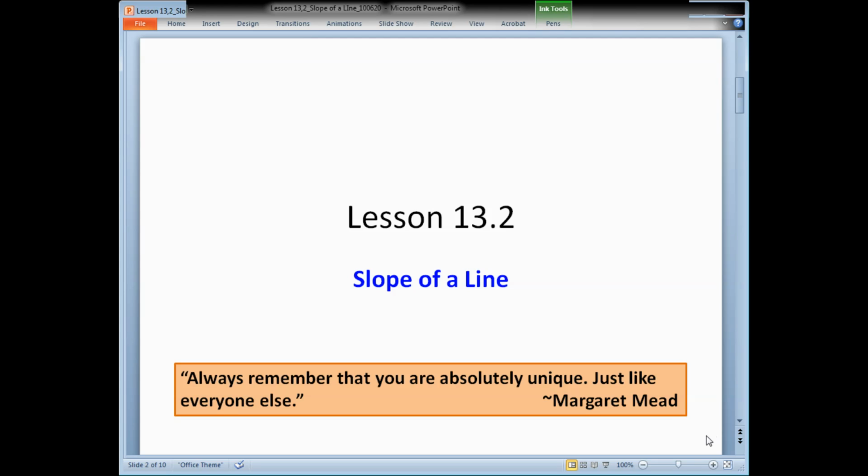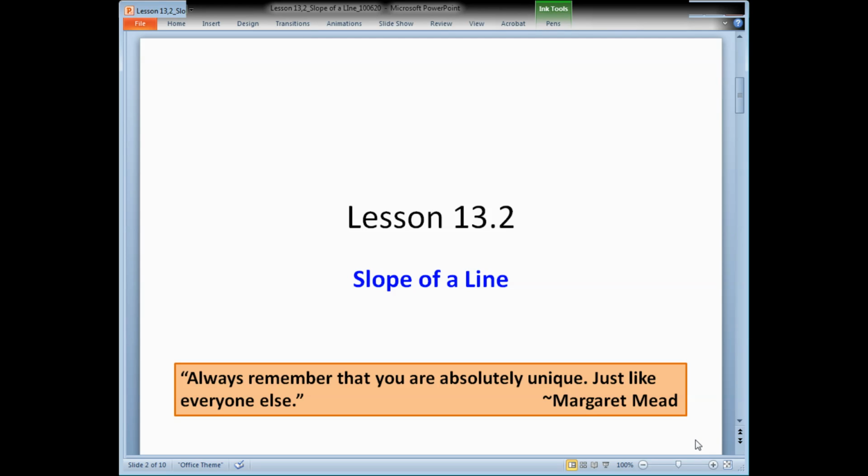Here's our quote for this lesson. Always remember that you are absolutely unique, just like everyone else. So I'm going to pause for some reflection time, and then we'll come back and get started.